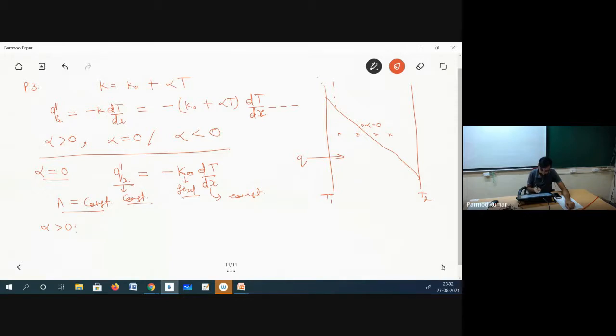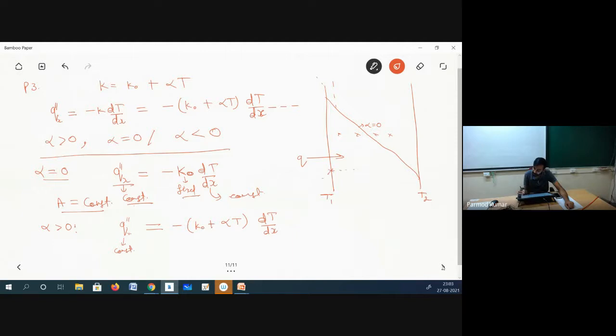Okay. Now let us take another case when alpha is greater than 0. Under the condition of alpha greater than 0, what will be happening? Qx double dot is once again a constant quantity because we have steady state condition and a plane wall. This will be equal to minus K naught plus alpha t into dt by dx.